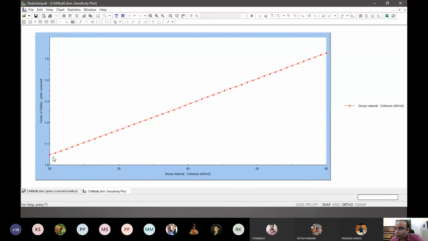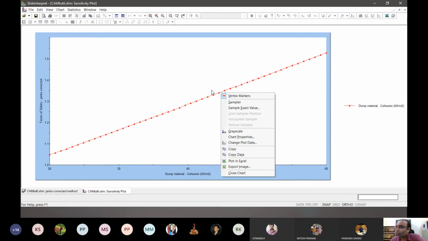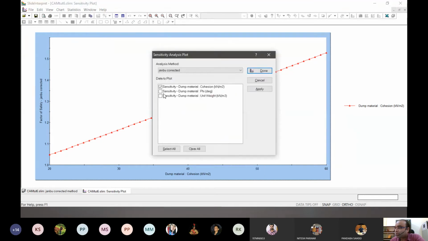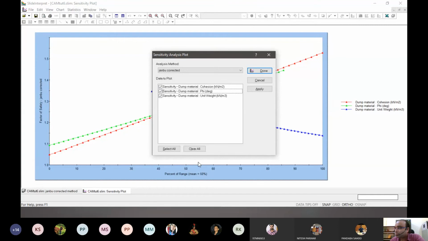So if you see, what the software has done is it has varied my cohesion from 20 to 60 in 50 intervals here. And on the basis of that, it has found the factor of safety with respect to those variations, keeping the others at a constant mean value. And this is a very important point, that I'm getting all these variations automatically. I can actually plot the others as well. Let me try to plot the others.